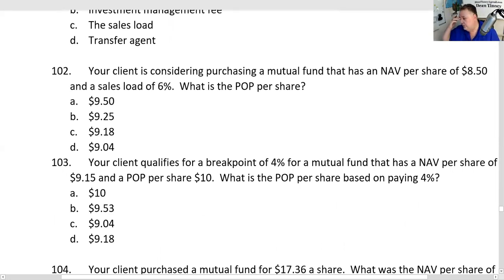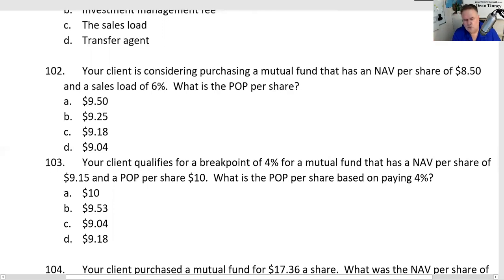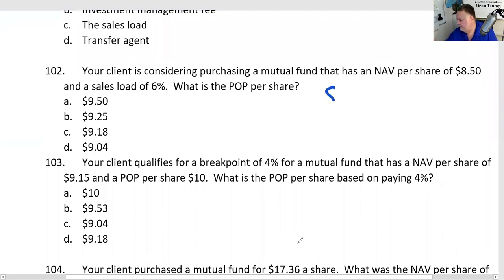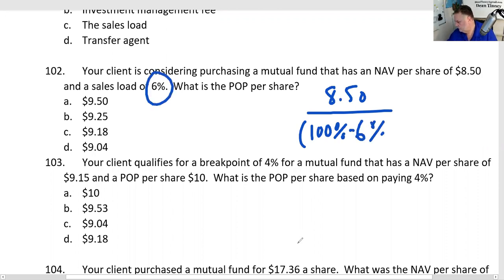But you might have to recalculate this based on the NAV. And the way we do that is we take the NAV. I'm going to take the NAV, $8.50, and I'm going to divide by 100% minus the sales charge. And so I get, boom.